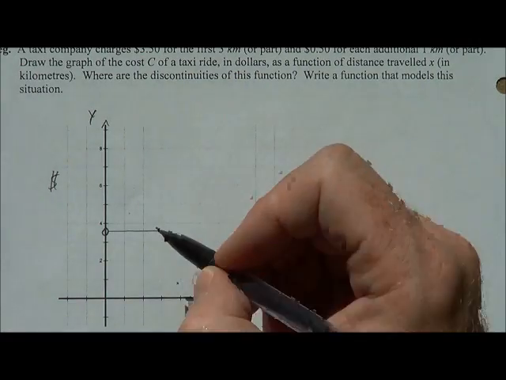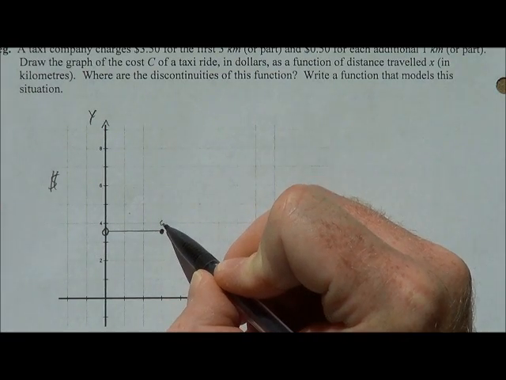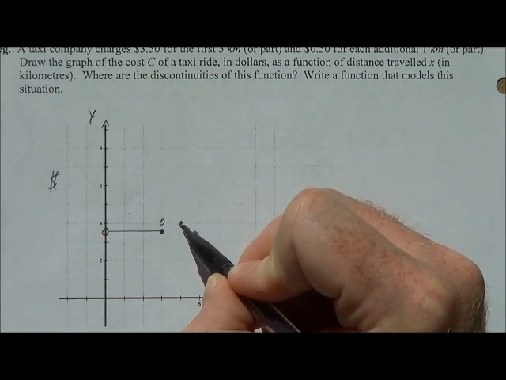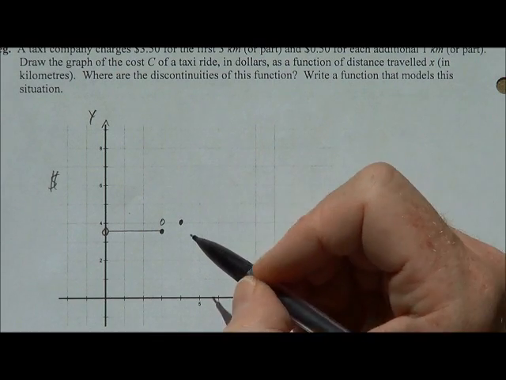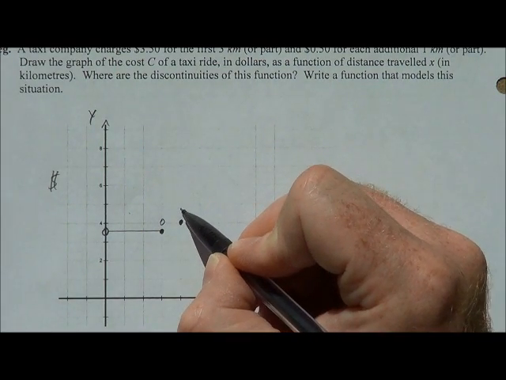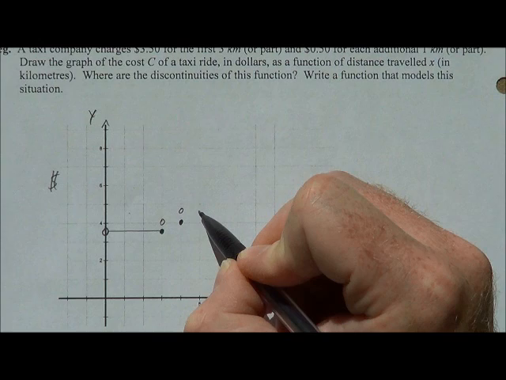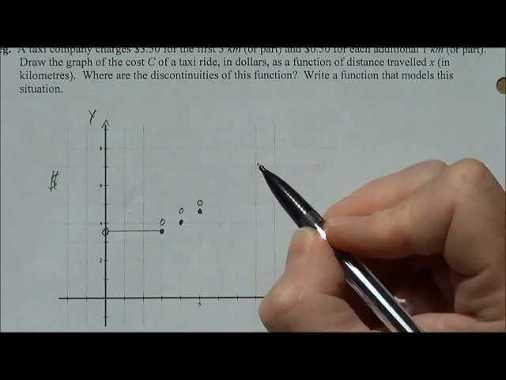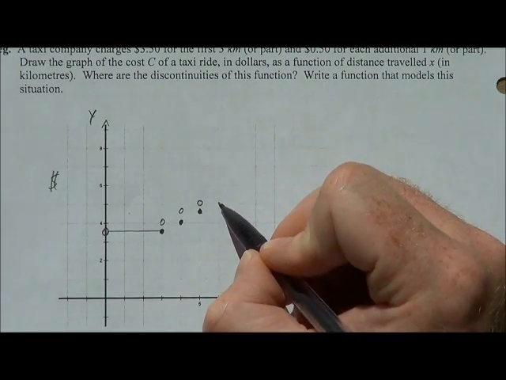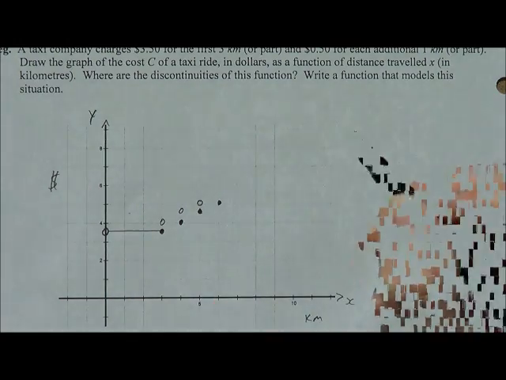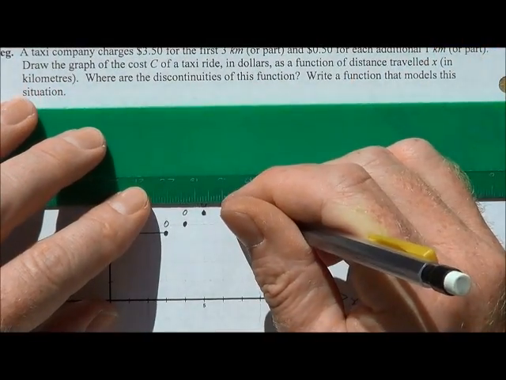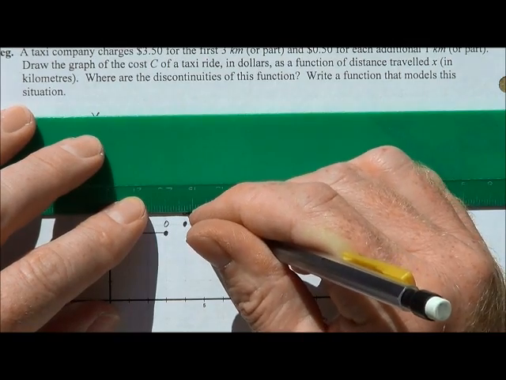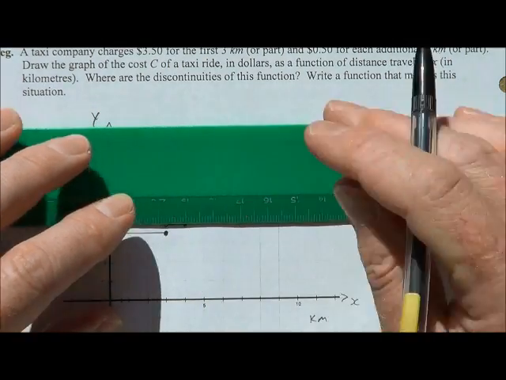And then after that, it's 50 cents per kilometer after that. So we've got an open circle here and a closed circle on 4 kilometers, an open circle at $4.50, closed circle at 5 kilometers, open circle at $5, closed circle at 6 kilometers, etc. So this would continue depending on, of course, the length of the trip in the taxi.